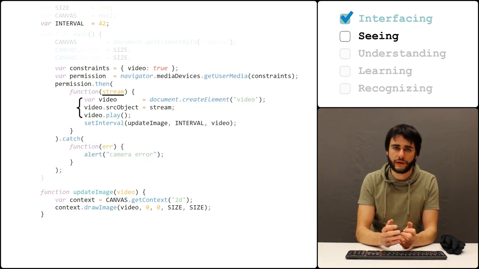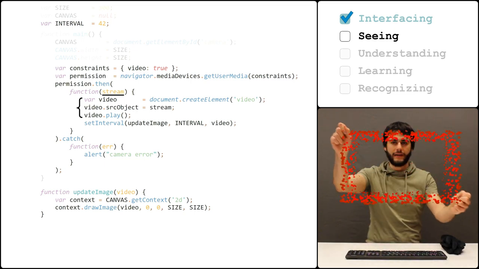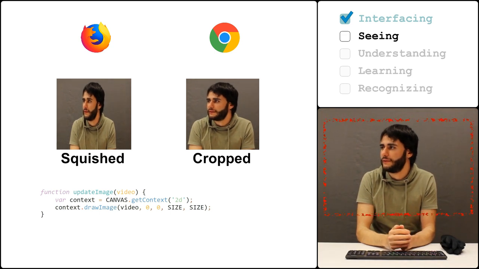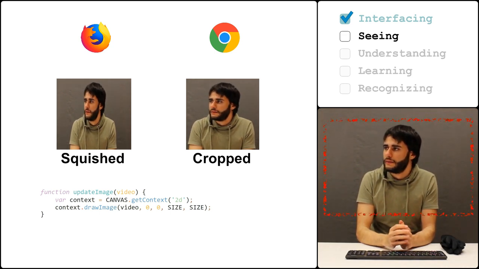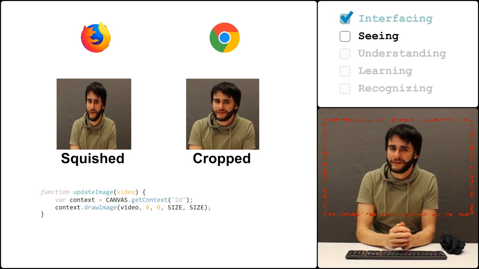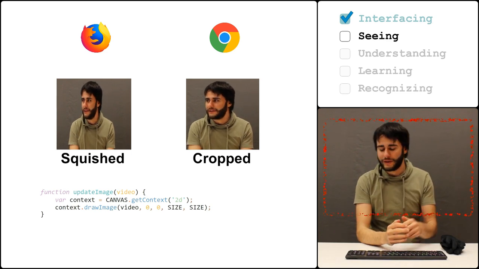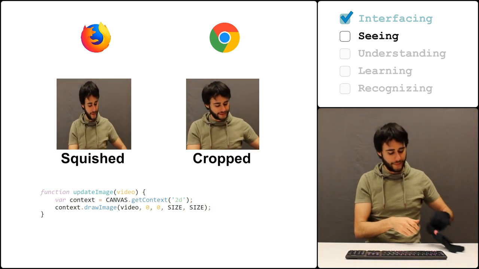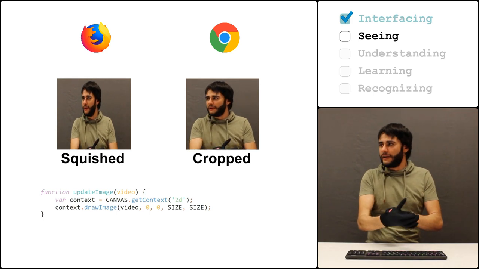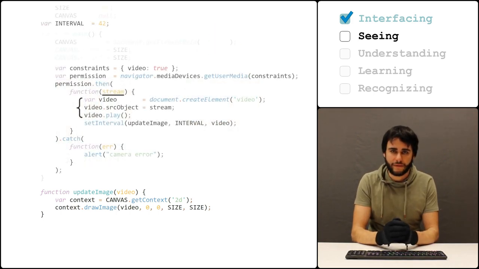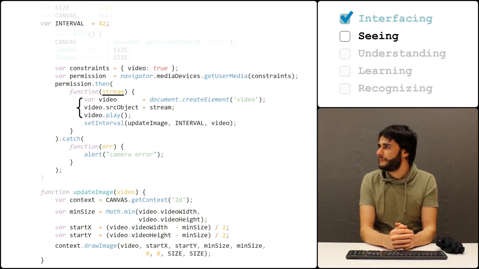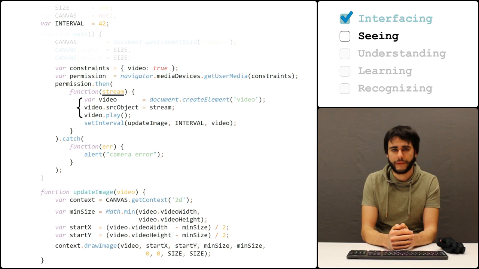Now, this code works, but my camera has a wide aspect ratio, and different browsers tend to handle it in different ways. Now, I do look thinner on the left, but I generally am not a big fan of squished images. So to have this work similarly on different browsers, I will crop it myself to the size of the canvas. That should do it. Now, we get images, but what exactly are images and how to work with them?